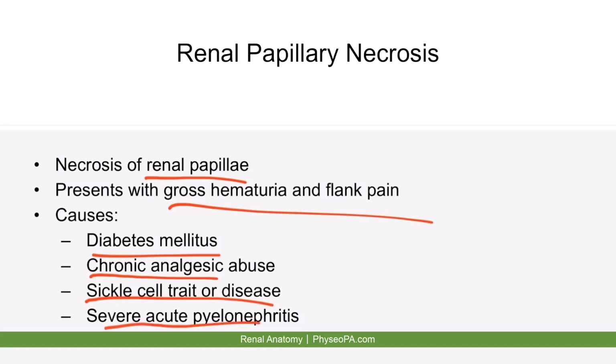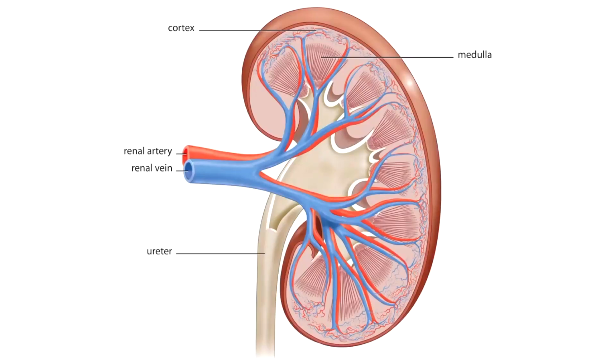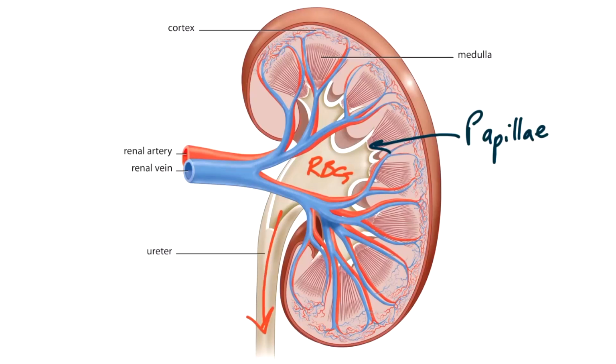And in severe acute pyelonephritis, the fibrotic interstitial and atrophic tubules of the pyelonephritic kidney compresses the medullary vasculature, which leads to ischemia. Again, that's severe cases of acute pyelonephritis. Now, the papillae are the tips of these pyramids, and they're susceptible to ischemic damage and can experience necrosis. And again, this necrosis results in hematuria, as the RBCs are able to enter the renal pelvis and then be excreted with the urine. And again, this presents with flank pain.